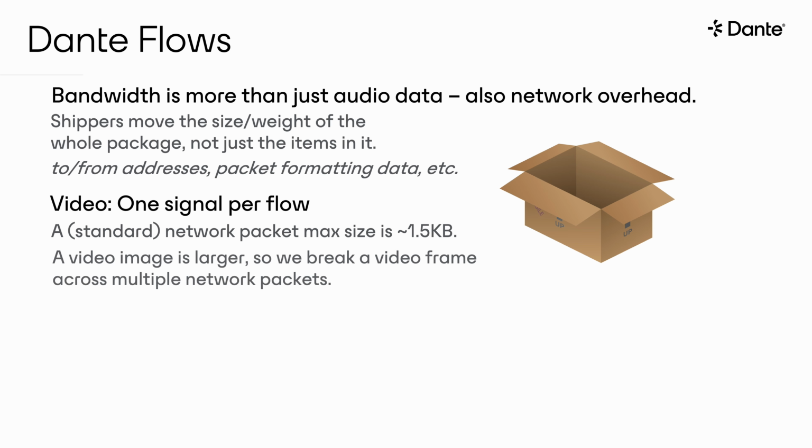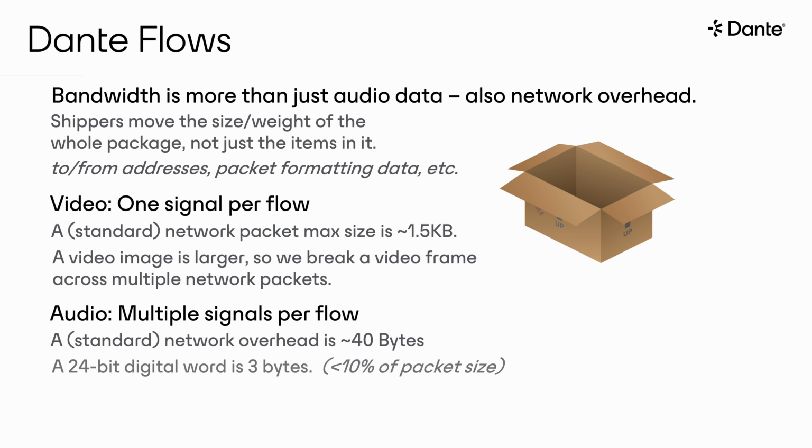For video, these differences don't have as much of an impact because video signals are inherently large. A network packet's maximum size is about 1.5 kilobits, but a single video frame is much larger than that. So, we have to break it into pieces and send it across the network. When we create a Dante video flow, a single video stream occupies the entire flow by itself. However, audio data is much smaller. The overhead of a network packet is about 40 bytes, and we also need to include additional data like timestamps.